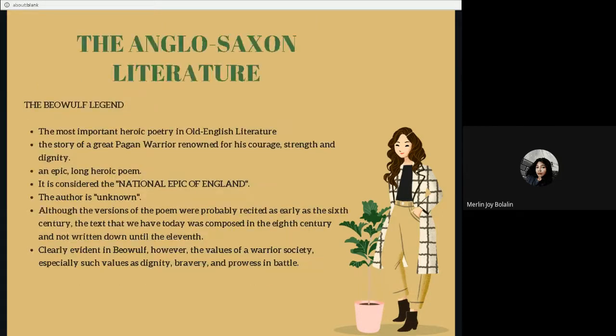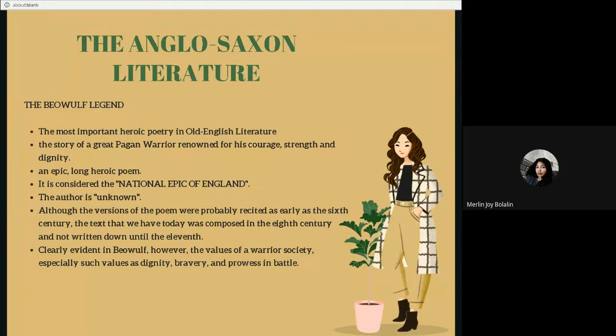Then, the next slide. Oh, here. Another example of the most important literary work in Old English literature is the Beowulf legend. I know all of you already know about the Beowulf legend, because when we were in lower grade level, this was already discussed by some of our literature teachers. The Beowulf legend is the most important heroic poetry in Old English literature.